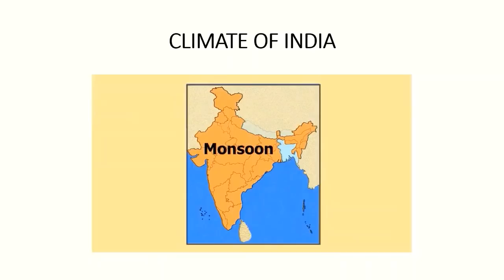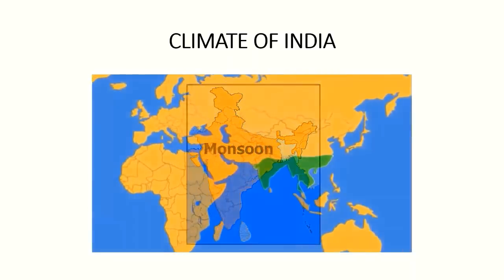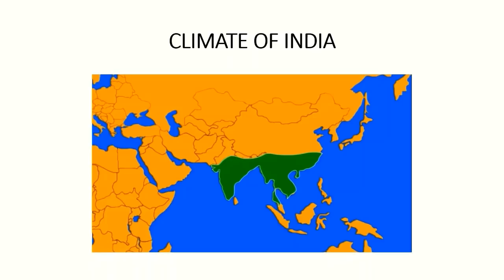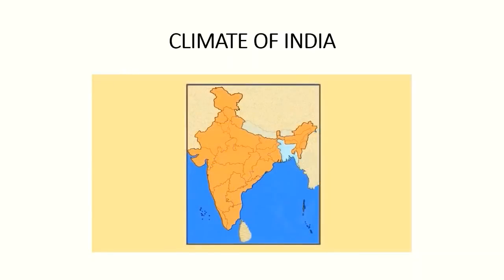Climate of India is known as tropical monsoon type of climate. This type of climate is mainly found in the Indian subcontinent. Monsoon comes from the word mausam, which refers to the winds which change their direction from the northeast to southwest and from southwest to northeast.